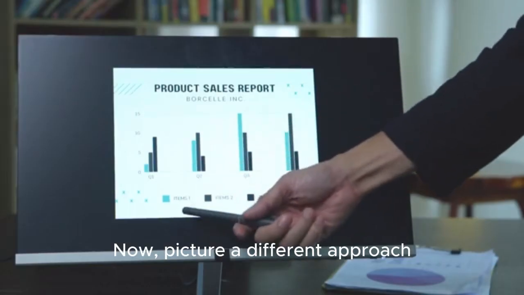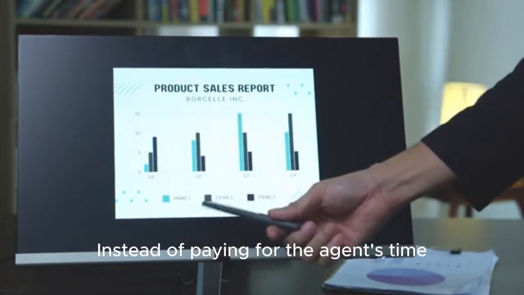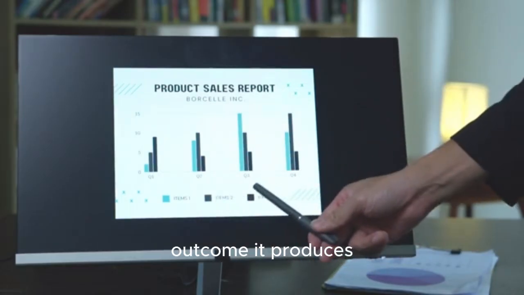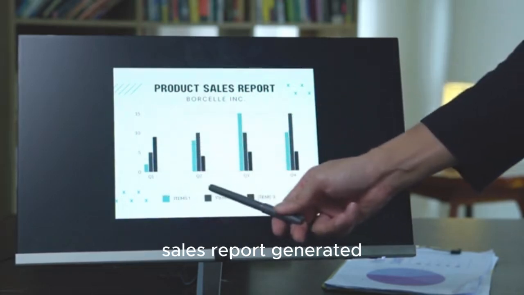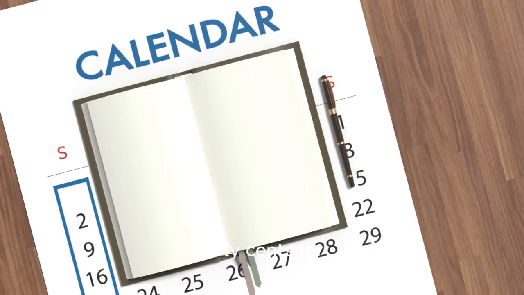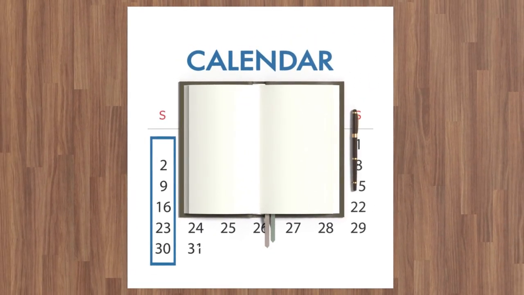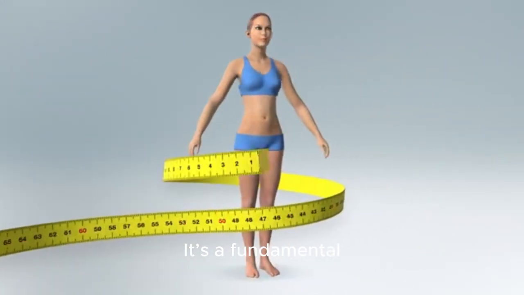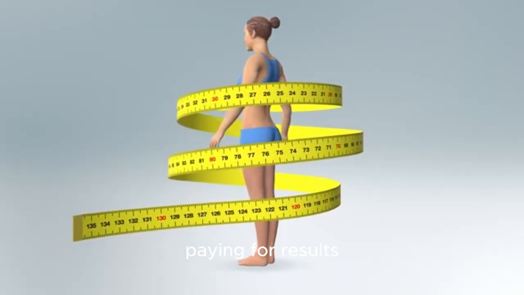Now, picture a different approach. Instead of paying for the agent's time, you pay for the specific outcome it produces. $1 for every sales report generated. 10 cents for every customer email answered, 50 cents for every social media post scheduled. This is the cost per task model. It's a fundamental shift from paying for effort to paying for results.